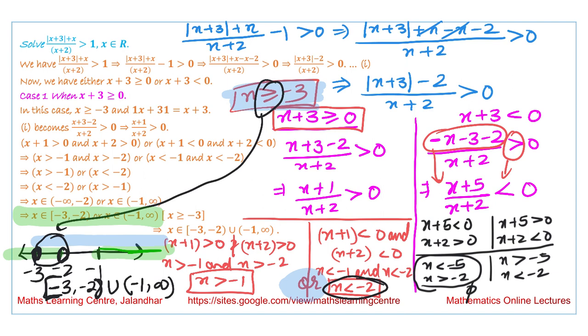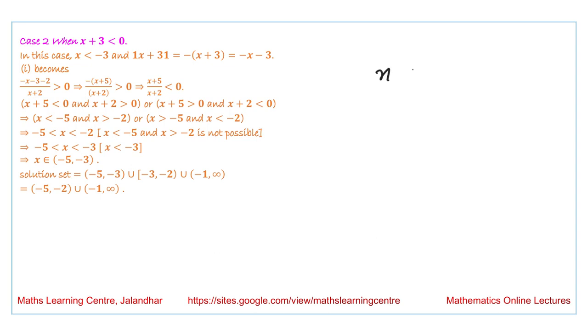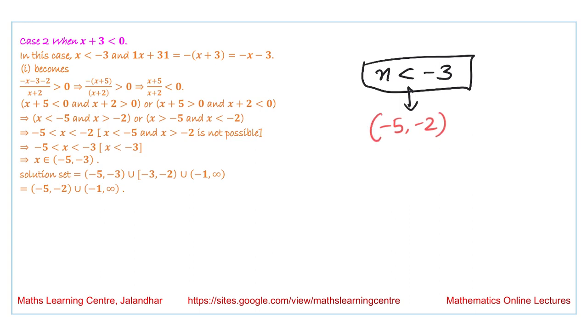And when x is greater than minus 5 and x is less than minus 2, the value is minus 5 to minus 2, and it is an open interval over here. And in this case, from the given condition we have x is less than or equal to minus 3. This is the main condition we are talking about.